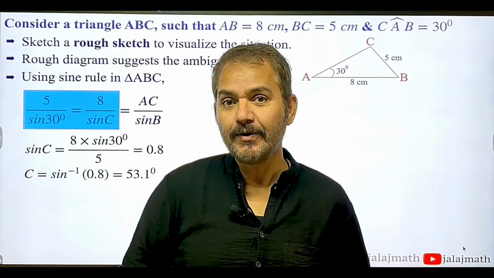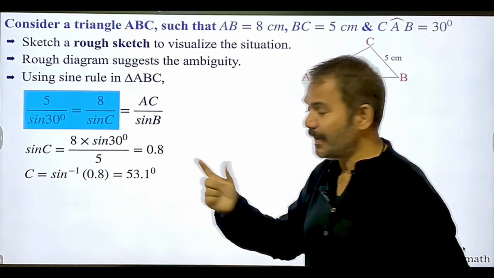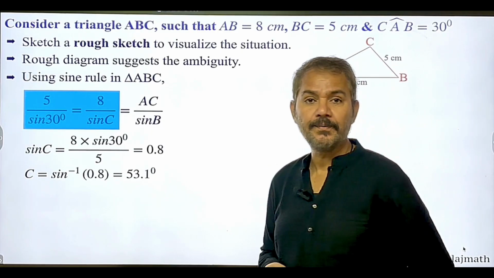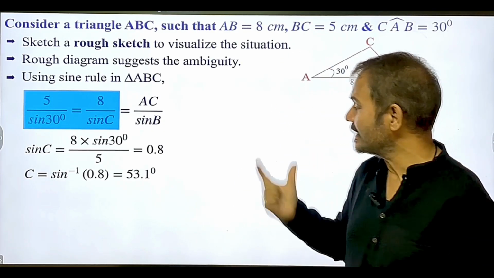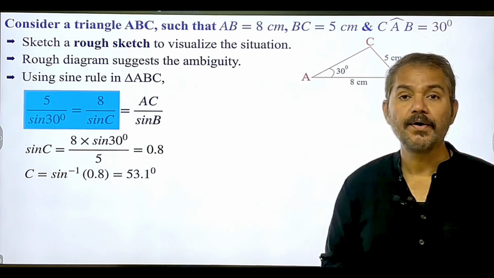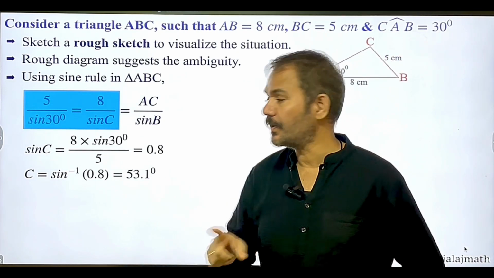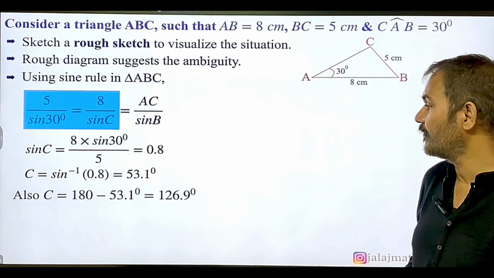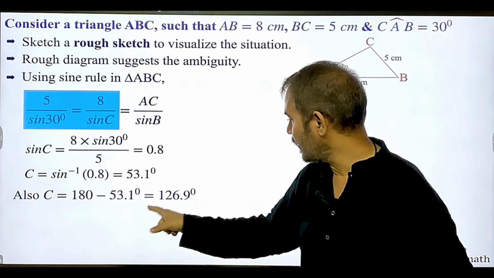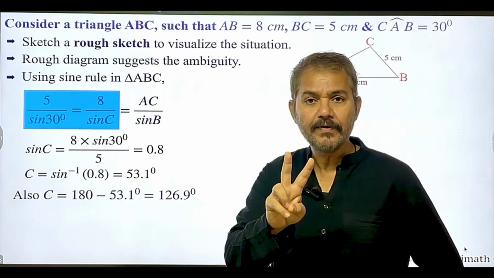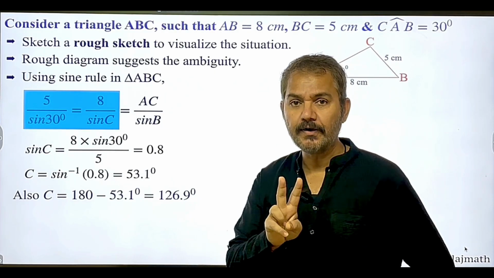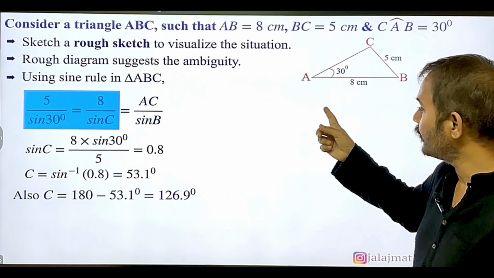C will have one more value. For the same sine value, how do we get another angle? We know that sine is a periodic function and the next value we obtain by doing 180 minus theta. So the next value of C will be 180 minus this angle, that is 126.9 degrees. Now we have two values of C, and we have a value of A.